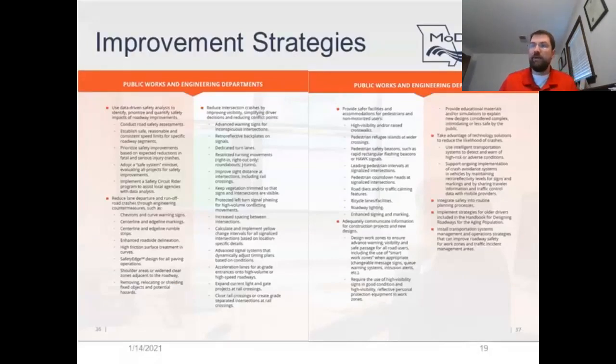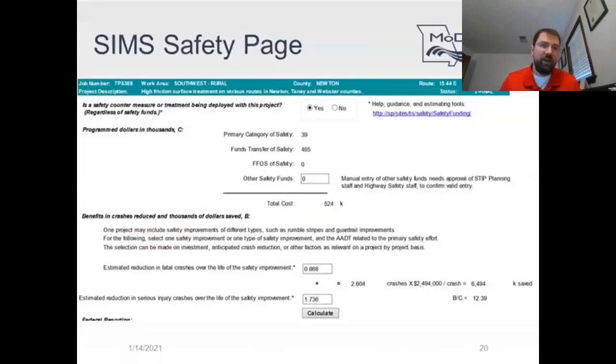Now, as we are programming safety projects, there is a SIMS safety page where we ask for some additional information with regards to the benefits of that safety project. Particularly, we're trying to determine the number of lives saved and serious injuries reduced as a result of our safety program. I think Lance mentioned in his presentation, we only have a limited amount of funds. We want to make sure that we're maximizing the value of those funds.